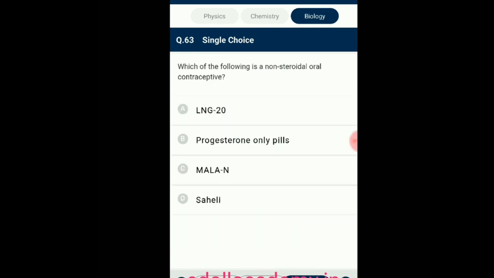Question number 63. Which of the following is a non-steroidal oral contraceptive? Saheli or Ormeloxifene or Centchroman is a selective estrogen receptor modulator. It is a once a week pill with very few side effects and high contraceptive value. It was developed by scientists at Central Drug Research Institute CDRI in Lucknow, India. So the answer for this question is option D, Saheli.